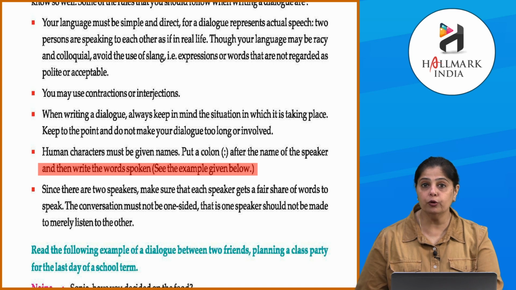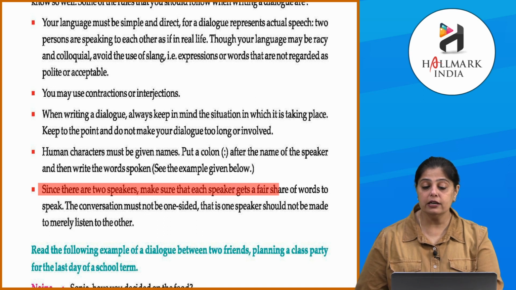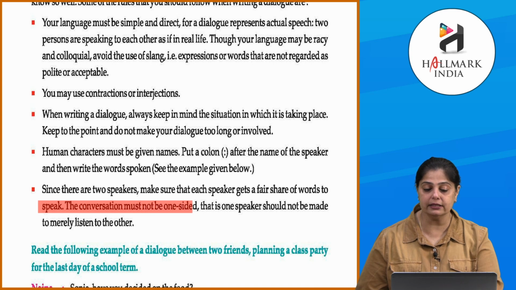Okay, so when we write human characters, we give them a name, put a colon after it, and then write their dialogue. Since there are two speakers, make sure that each speaker gets a fair share of words to speak. The conversation must not be one-sided.